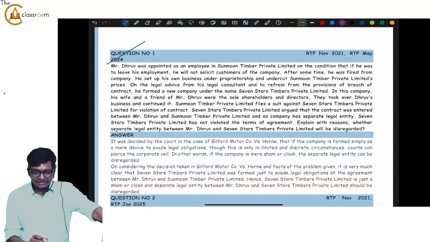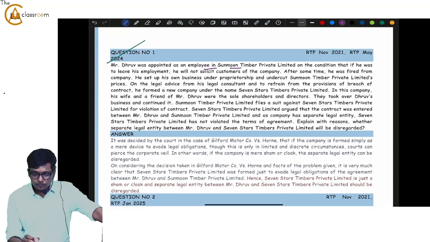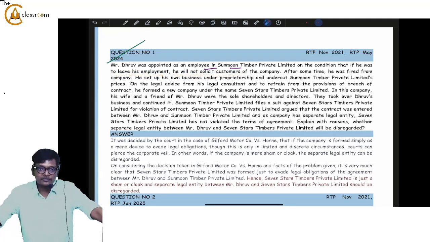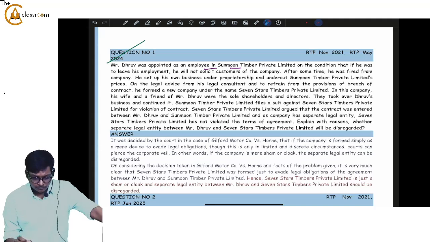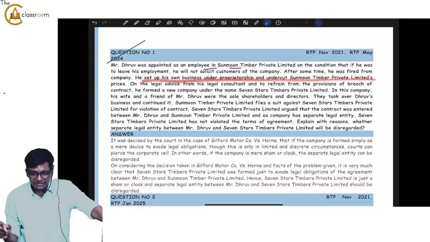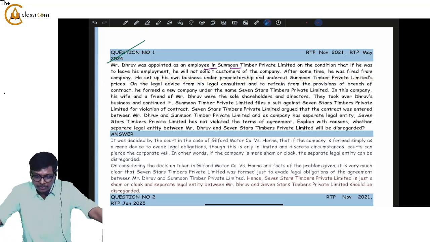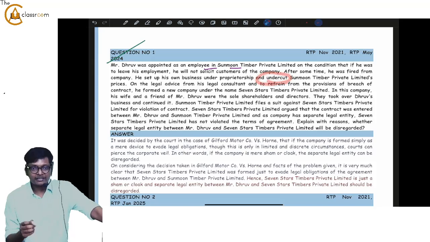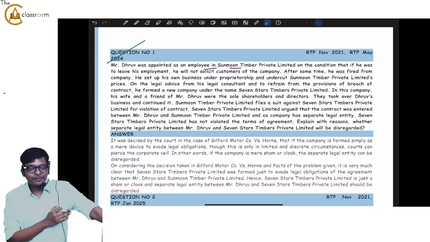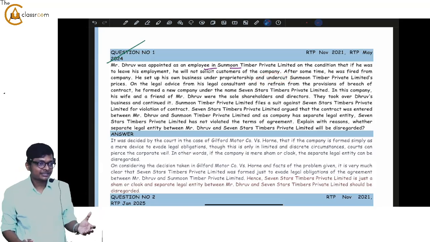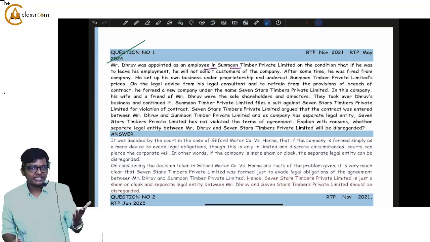Dhruv was appointed as an employee in Sun Moon Timber on the condition that if he was to leave employment, he will not solicit customers of the company. After some time, he was fired from the company. He set up his own business under proprietorship and undercut Sun Moon Timber Limited's prices. What has he done? Undercut means he offered a lower price. If the company is charging 5,000, he is charging 4,000.